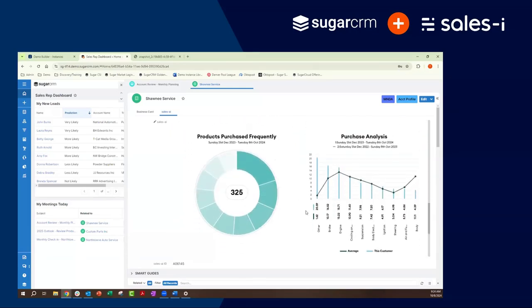And then down here, I can also see, hey, what are the products they're purchasing most frequently? So all the quantity of these products in this year and how many of these that they have bought. And then my favorite report is the purchase analysis, right? This is actually taking into account all of your product groups, right?